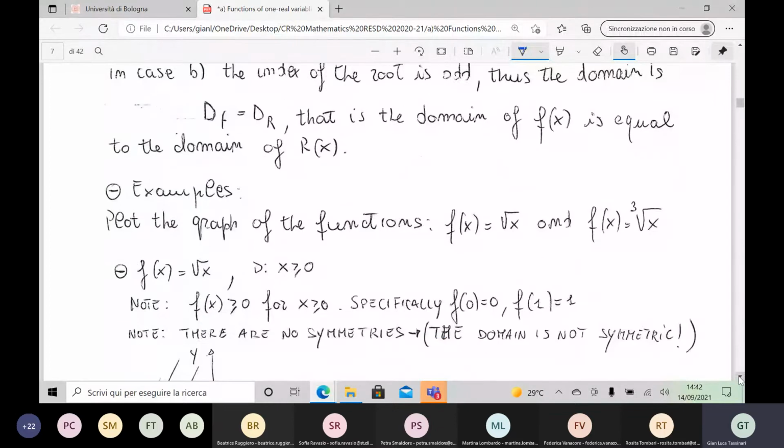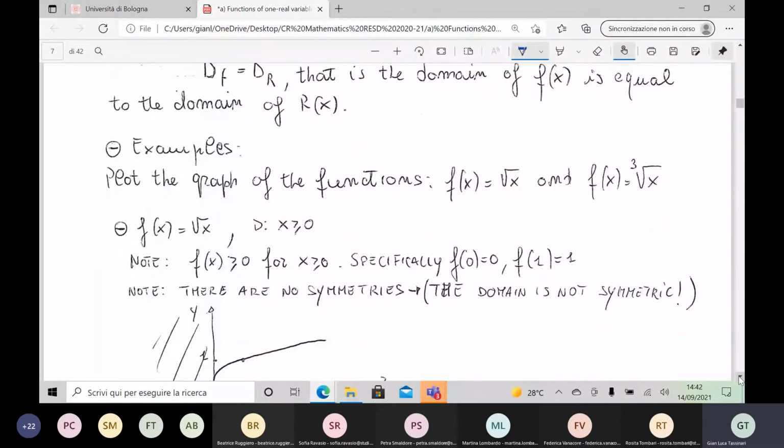So among the irrational functions, I want to plot some elementary irrational functions, the ones you need to be able to plot immediately. For example, one is f of x equal to square root of x, and the other is f of x equal to cubic root of x. The index of this root is even because it's 2. The index of this root is odd. So we have two different cases. Consider this one. Plot this one first.